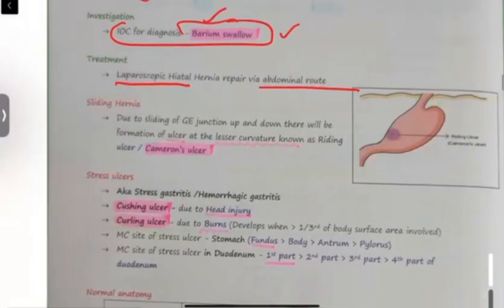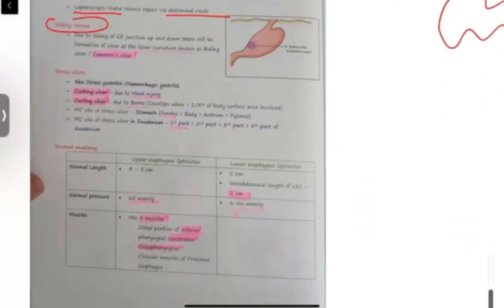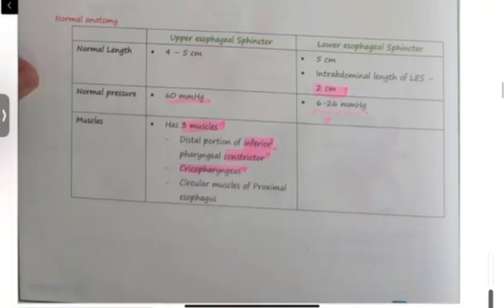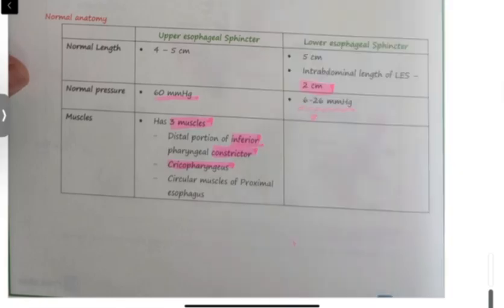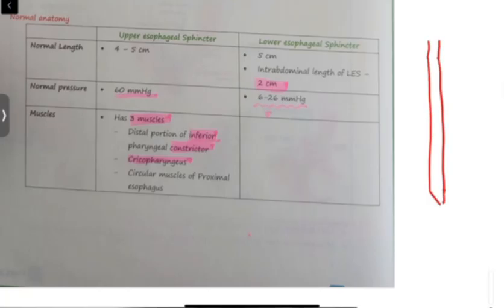ಓಕೆ, ಇದಾದಮೇಲೆ they have just explained about sliding hernia and stress ulcers. Okay, I'll skip this. So normal anatomy, ನಾವು ಇದುವರೆಗೂ esophagus ಬಗ್ಗೆ ಒಂದಷ್ಟು ಡಿಸ್ಕಸ್ ಮಾಡಿದ್ವಿ. We should know that esophagus has two sphincters, one at the upper end, upper esophageal sphincter, and other one at the lower end, that is lower esophageal sphincter. And the length of esophagus is 25 centimeter.